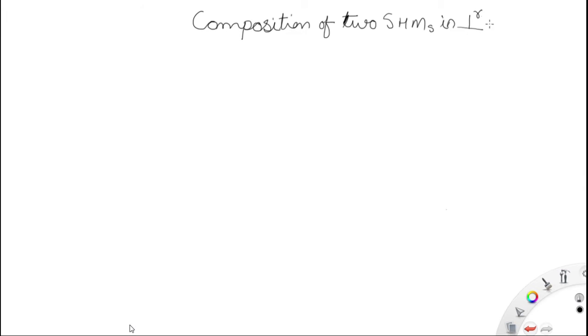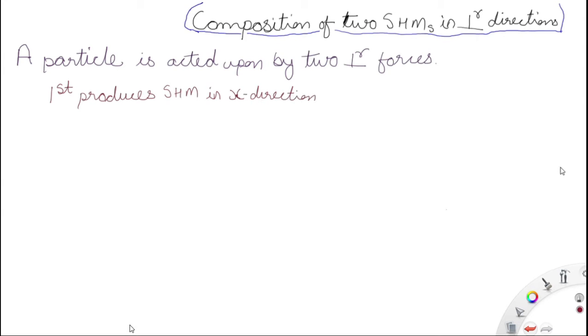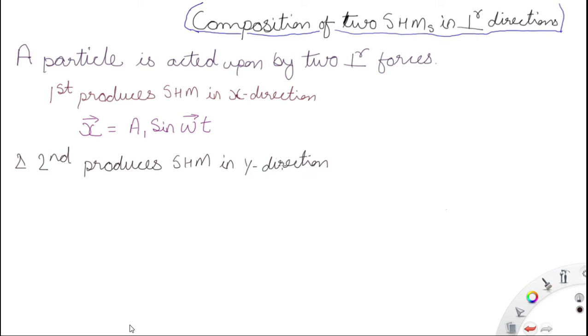Now, composition of two SHMs, we have seen how two simple harmonic motions add or unite. Now we will see composition, sum, addition, whatever you call it, of two simple harmonic motions which are perpendicular to each other. Means they are acting in the perpendicular direction.